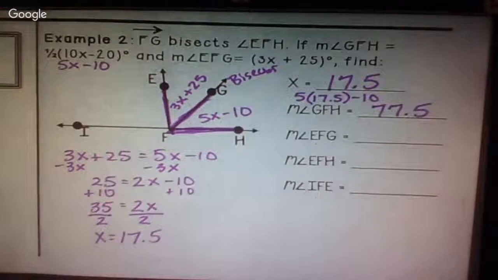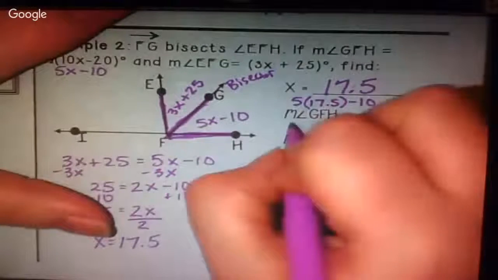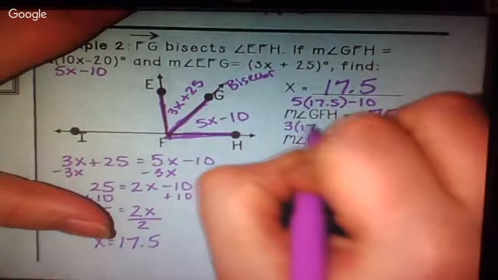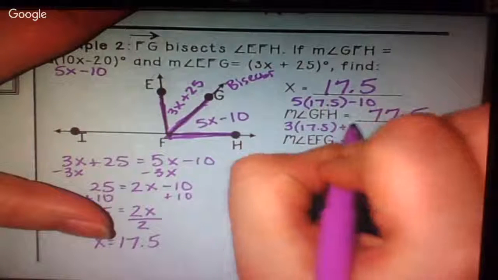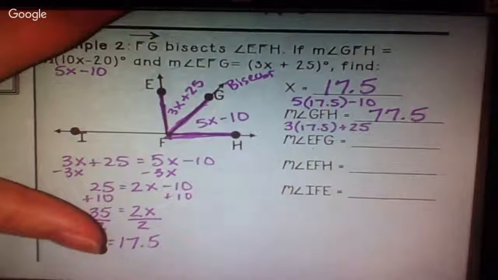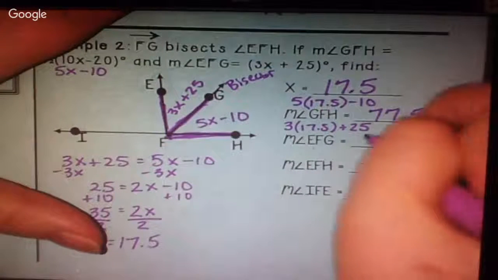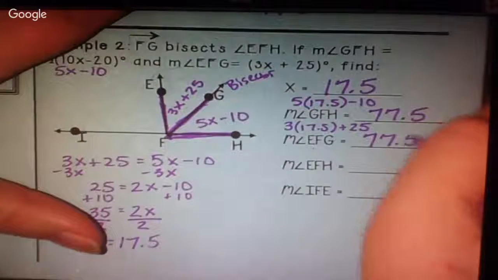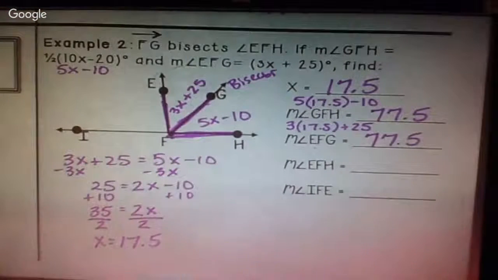So 77.5. We know that EFG is 3x plus 25. So 3 times 17.5 plus 25. 77.5. Well, imagine that. If it's a bisector, they should be equal. Okay? If it doesn't come out to be that way, you did something wrong. Check yourself.